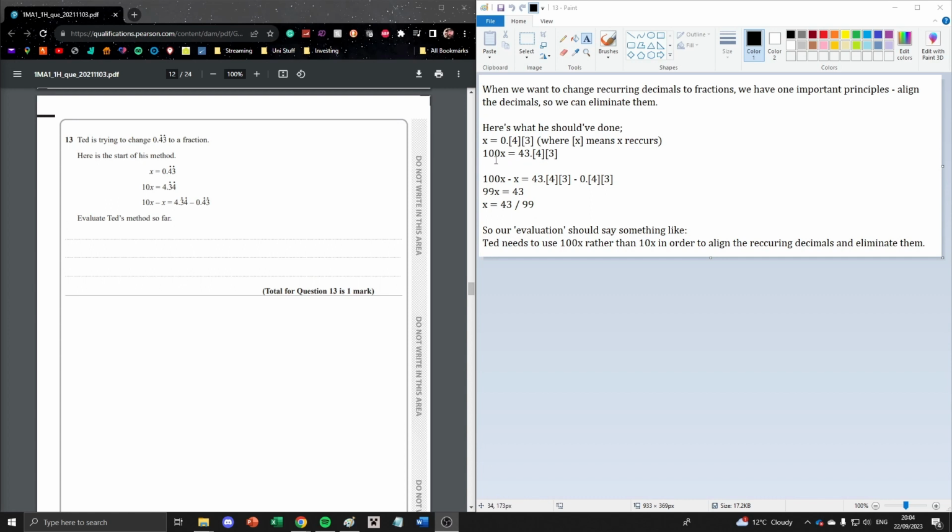So we end up with 100x equals 43.43 recurring, where this square bracket notation means recurring. If we then do 100x minus x, we get 43.43 minus 0.43. We can see it's just going to cancel out the 43, so we're left with 99x, obviously 100 minus 1, is equal to 43, and so x is 43 divided by 99. So our evaluation should just say that Ted needs to use 100x rather than 10x in order to align the recurring decimals and then eliminate them.